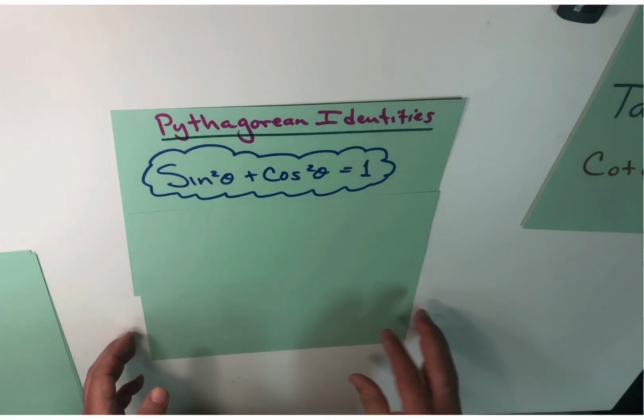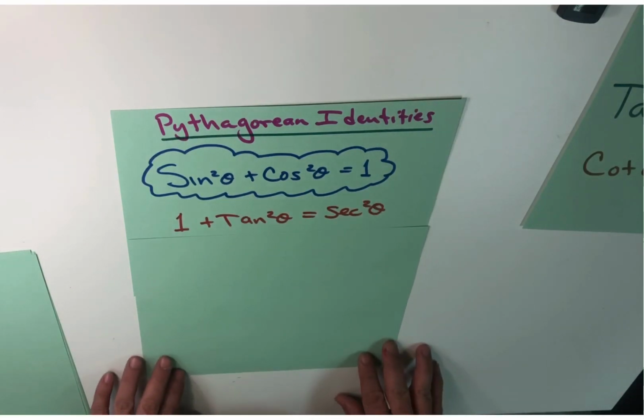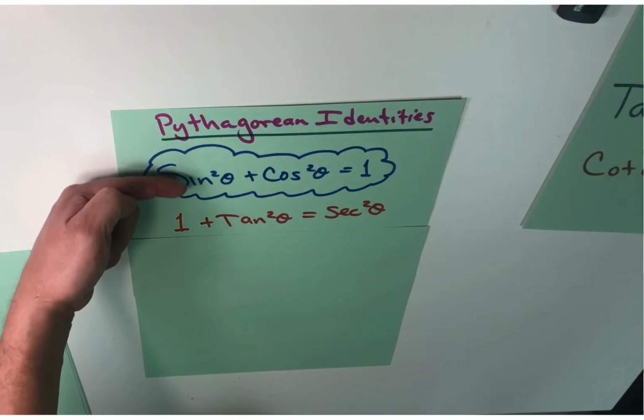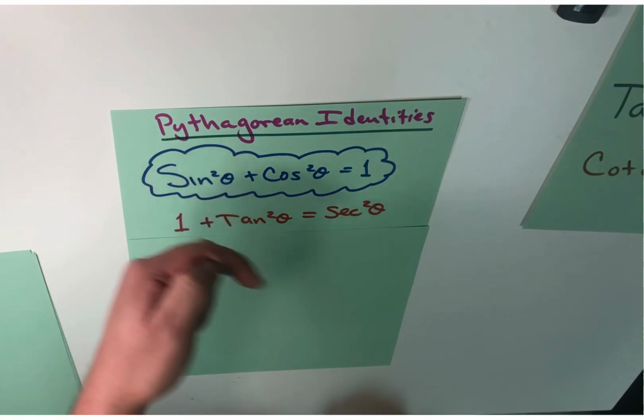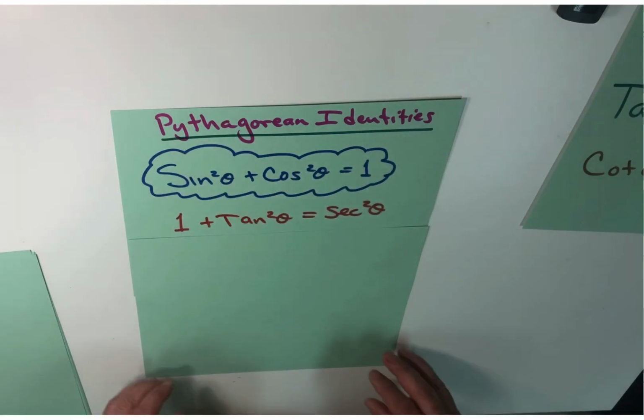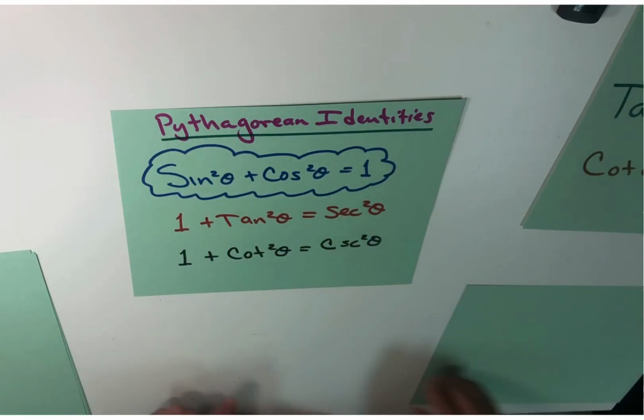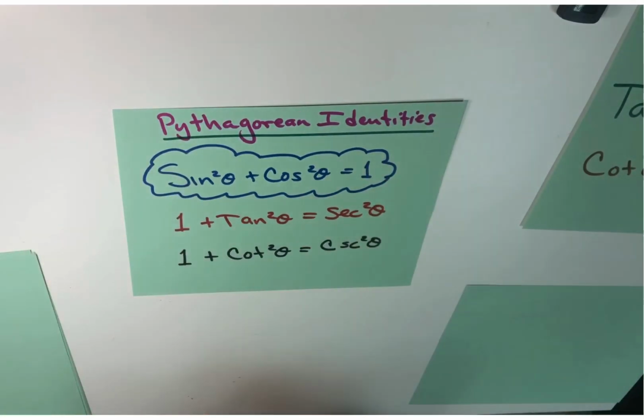In my previous lesson, I taught you how to memorize these other two here, and that is by dividing by sine squared theta, and by cosine squared theta, and you derive the other two. So these two come directly from that one. You saw that one in my previous lesson. And these are the Pythagorean identities that we will be sharing with you.